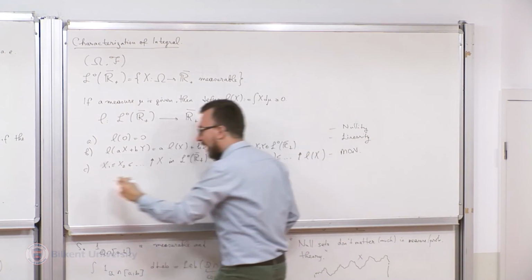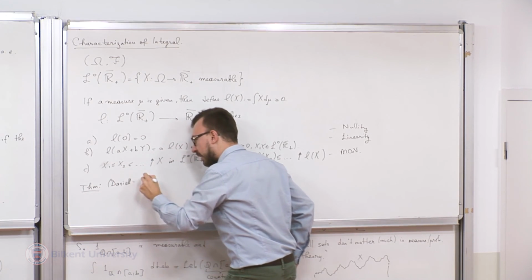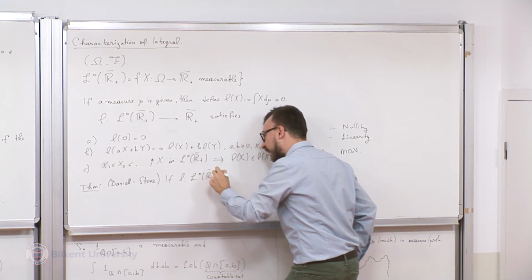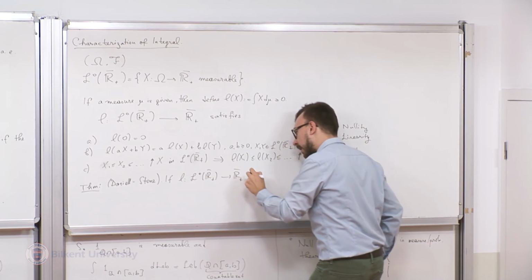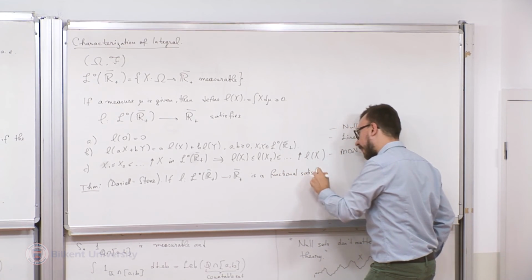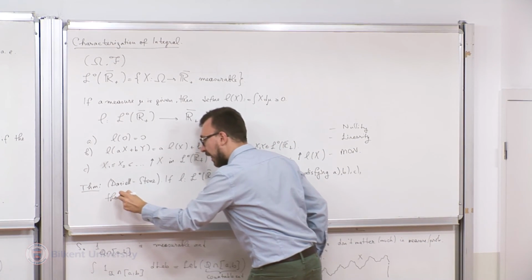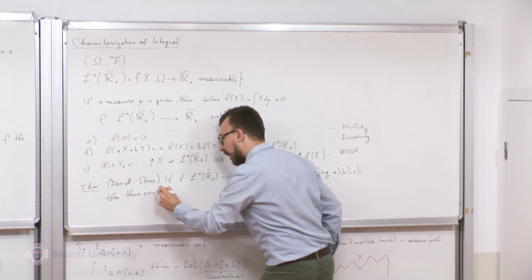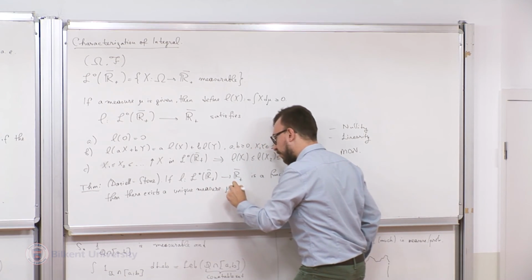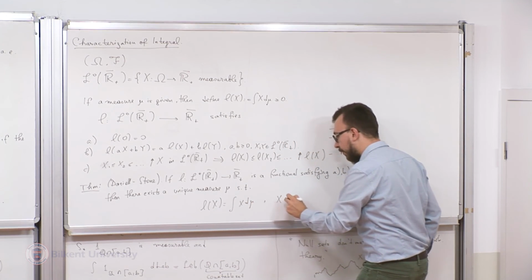What is nice is that this theorem, sometimes called the Daniell-Stone theorem, says that if L is any functional satisfying A, B, C, then there exists a unique measure mu such that L is indeed the integral of x with respect to mu for all x.